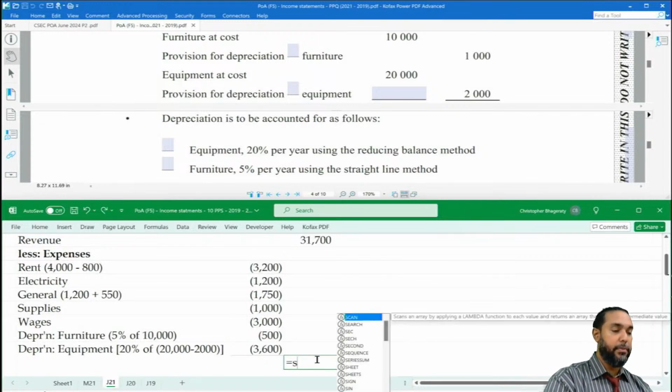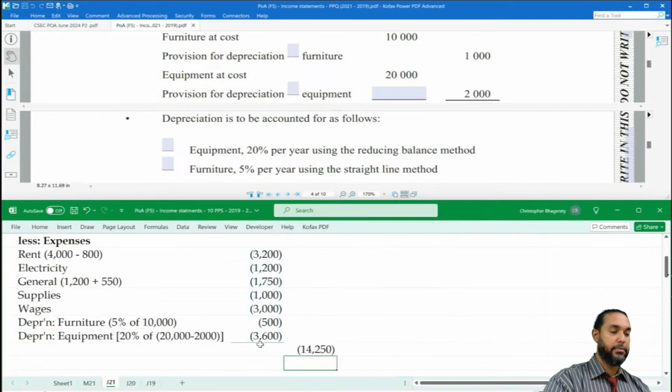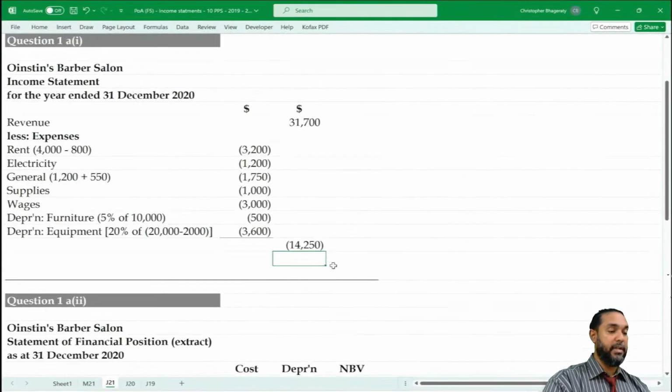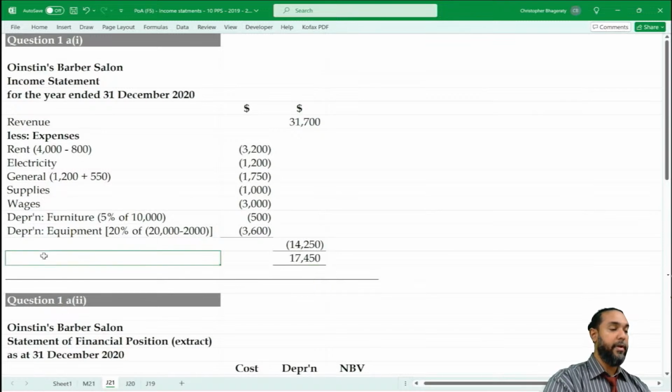All we have to do to find the total is just add up all the expenses, and then we subtract that from the actual revenue earned. So that's net income.